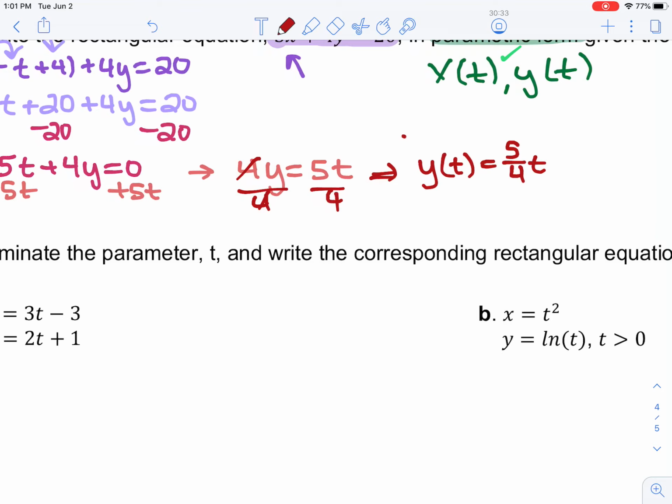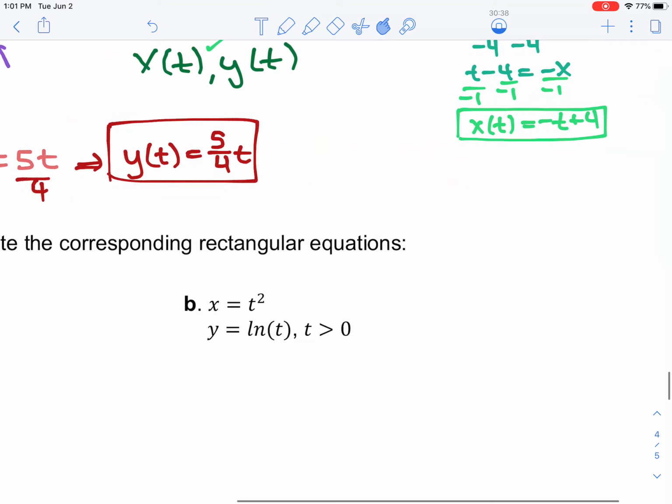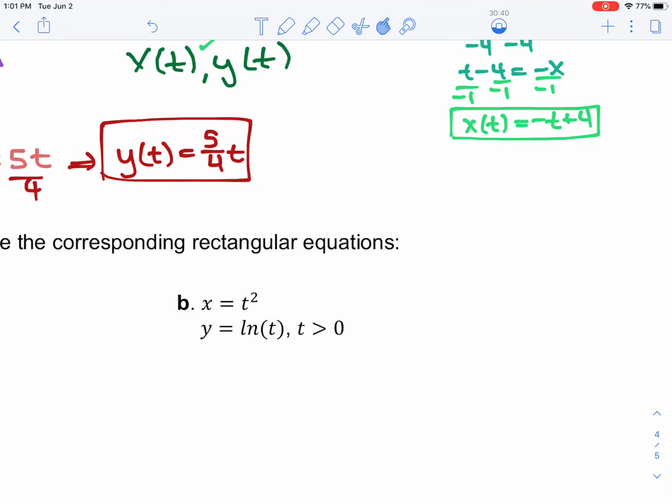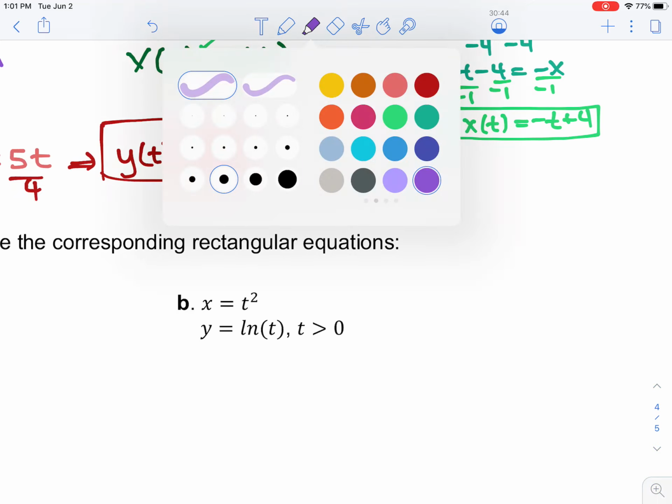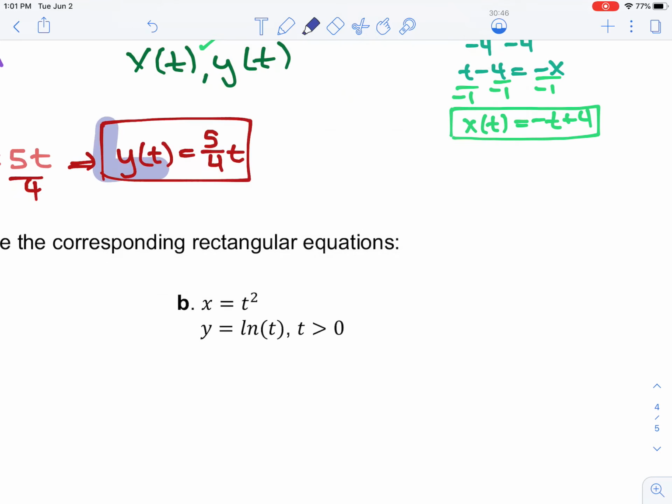And our final answer would be both of these equations, this y of t equation, this y equals statement, and this x of t, this x equals statement. So our final answer is both the fact that y of t equals 5/4 t and the fact that x of t is equal to negative t plus 4.